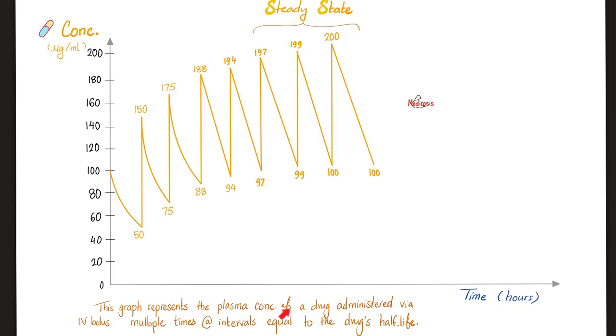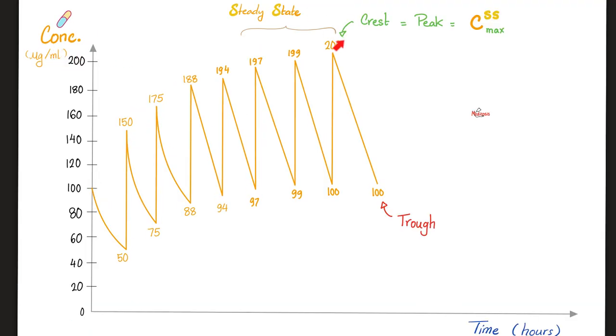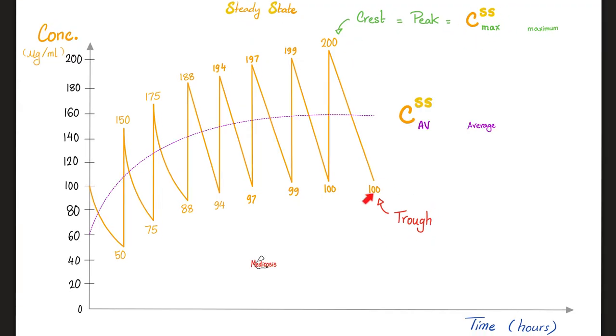This graph is talking about the drug being given by IV bolus multiple times at intervals that happen to equal the half-life of the drug. If the half-life of the drug was 1 hour, I kept giving you a new dose every single hour. This graph has a maximum, or crest, or peak, or zenith, or top, and this is called C max. C for concentration. What is this SS? Steady state. This is the maximum steady state concentration. It also has a bottom and it has an average, and this is called the average steady state concentration.